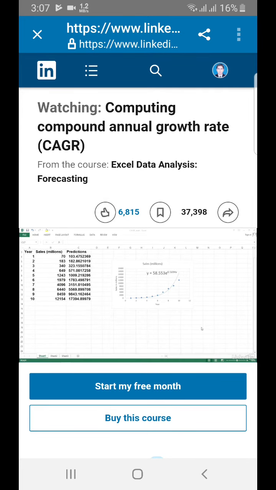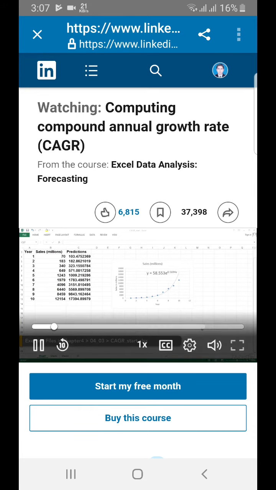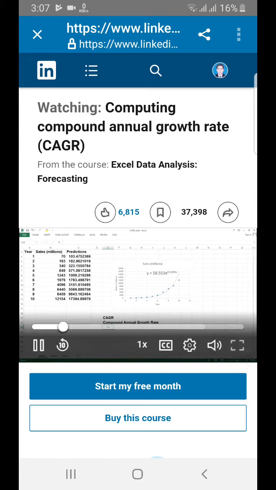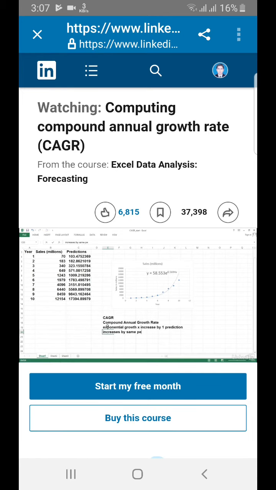When valuing a company, it's important to have a good estimate of how fast the company's revenue is growing. In this video, you'll learn how to use the compound annual growth rate. And it's very simple to use exponential growth to estimate a company's CAGR over a given time. A prediction increases by the same percentage. Take this percentage and subtract 1 and you have the CAGR, or compound annual growth rate.